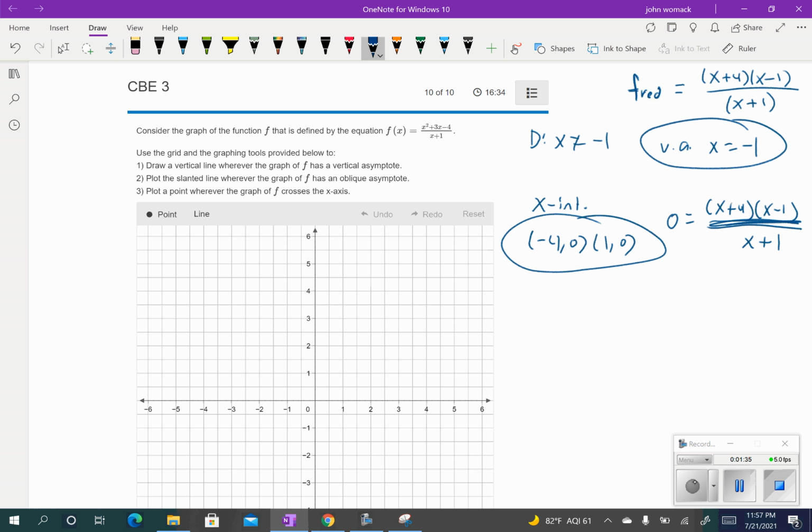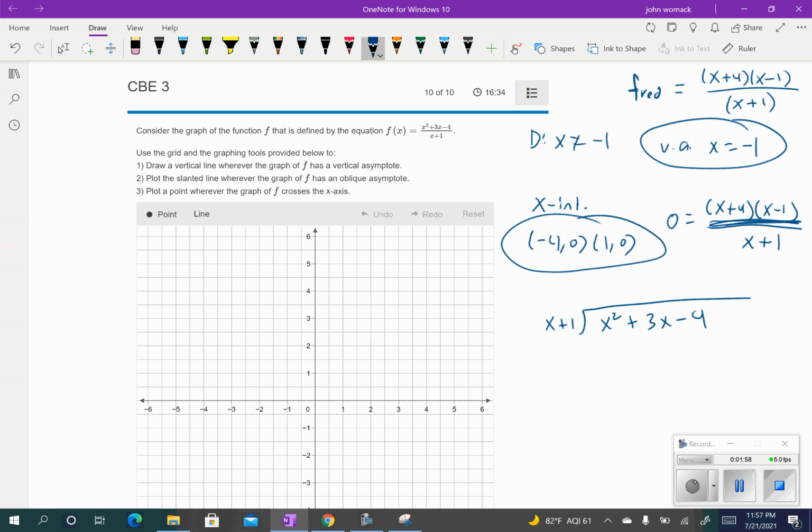The way we do that is, first of all, we know there's an oblique one because the degree of the top is 2 and the degree of the bottom is 1. Whenever the top is 1 more than the bottom, it automatically means an oblique asymptote. We can either do long division with this one, or we could do synthetic because it's just x plus 1. I don't care how you do it. I just wrote it with long division, so I'm going to do it that way.